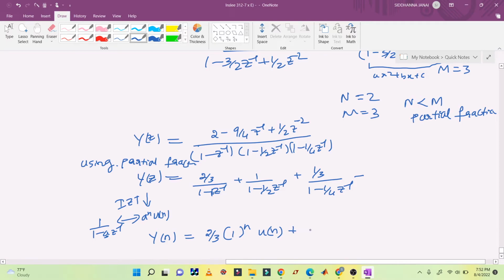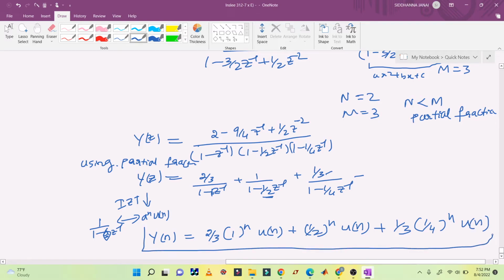Plus 1 by 2 to the power n u of n. Why 1 by 2? In the place of a we have 1 by 2 here. Okay, similarly plus 1 by 3 into 1 by 4 to the power n u of n. So this is the output y of n with initial conditions y of minus 1 is equal to 4 and y of minus 2 is equal to 10.